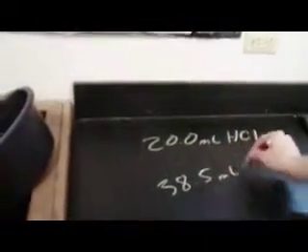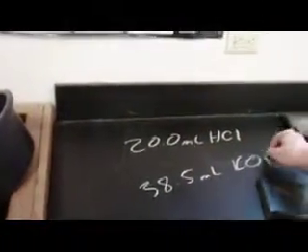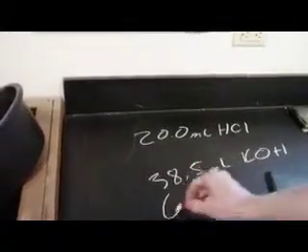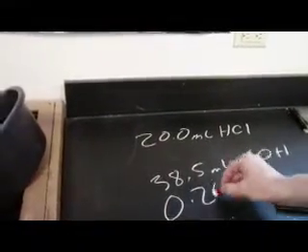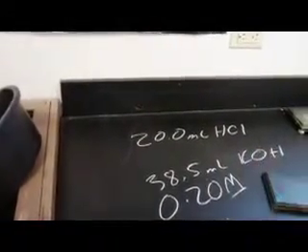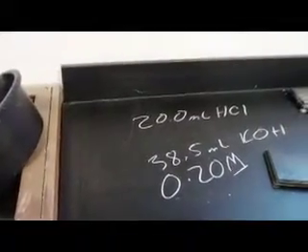Okay? Now, I'm going to read my thing here. I have 38.5 milliliters that I added. 38.5 milliliters of KOH. And my KOH is 0.20 molar. Okay, so I know the concentration because it says so on the side of the container.